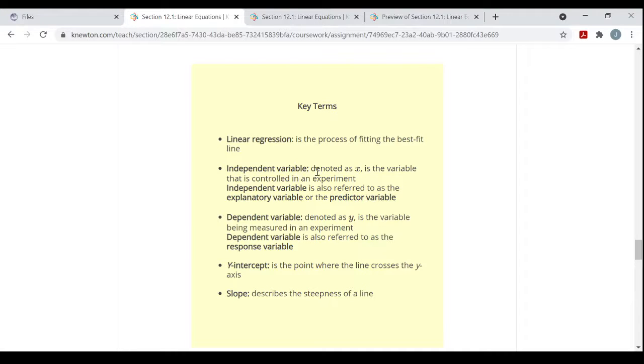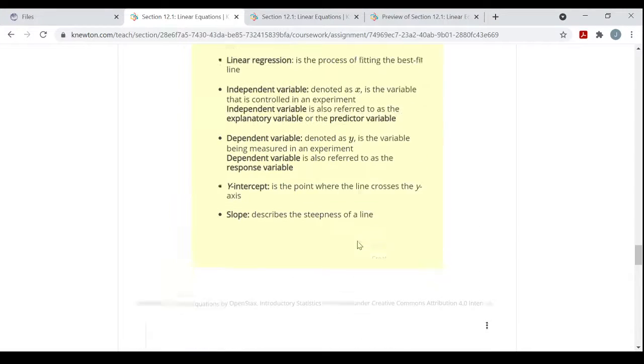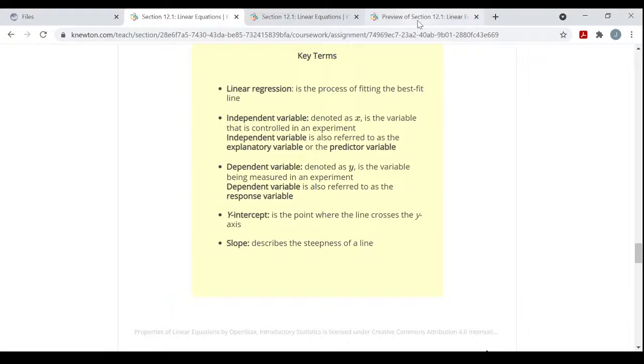They mention independent variable, which is, in these equations, the variable x. Also has these names of explanatory variable, predictor variable. The dependent variable, the y in these cases, also called the response variable. And then y-intercept and slope, and then you have some problems. So let's get into the question.